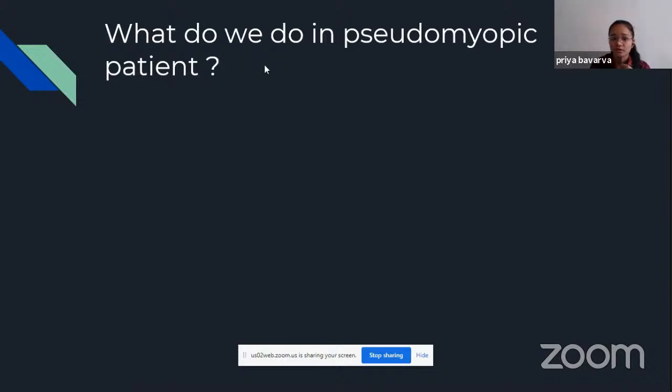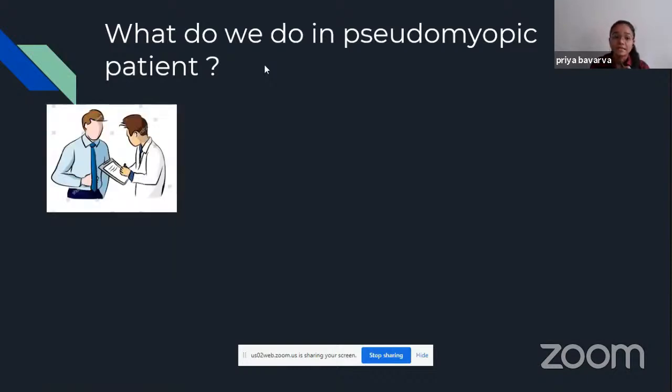So now, which investigations do we carry out in pseudomyopic patients? First, history. Take the patient history in detail. In the current scenario, ask the patient how many hours they do near work and how many hours they spend on digital work, and then take a detailed history like birth history, family history, and systemic history. And if the patient complains of inward rotation, ask the patient when they first noticed it.